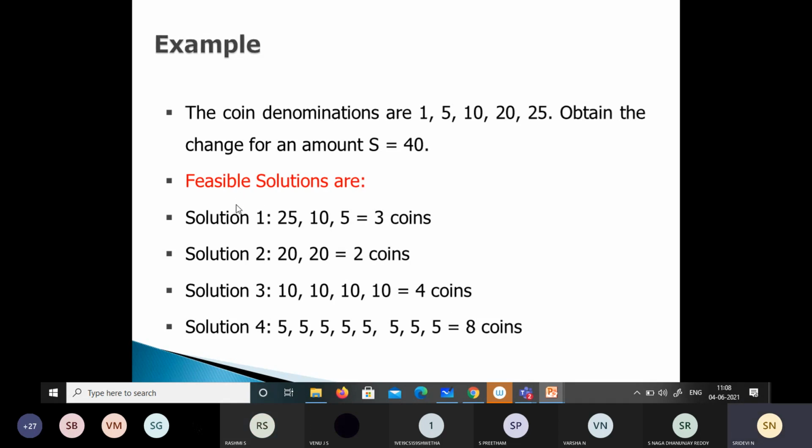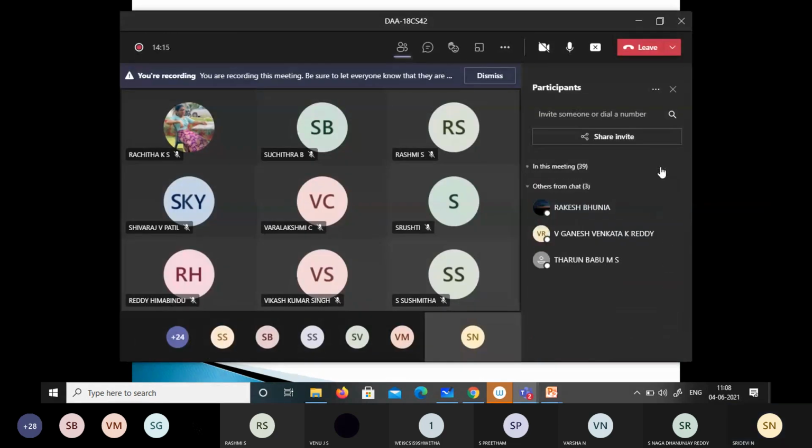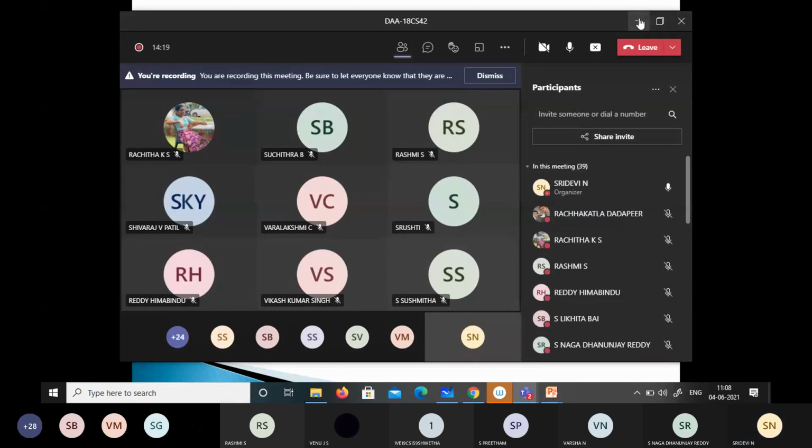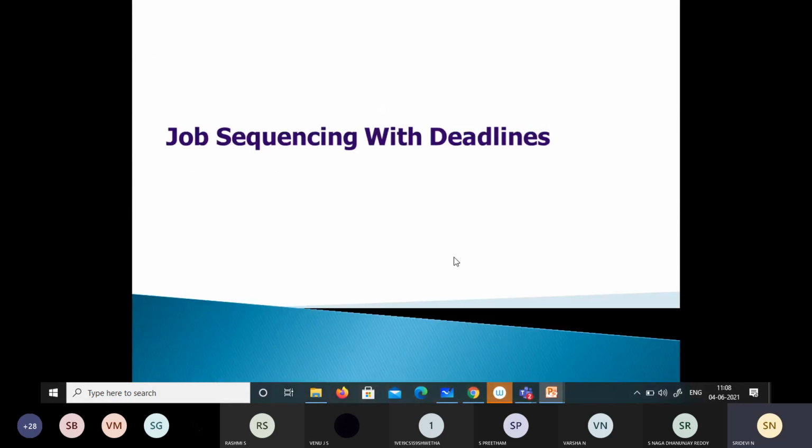So for a particular problem, there can be n number of feasible solutions, but the optimal solution will usually be 1. So this is your solution. We have 4 feasible solutions. Among them, solution 2 will be considered the optimal solution because the problem is a minimization problem.